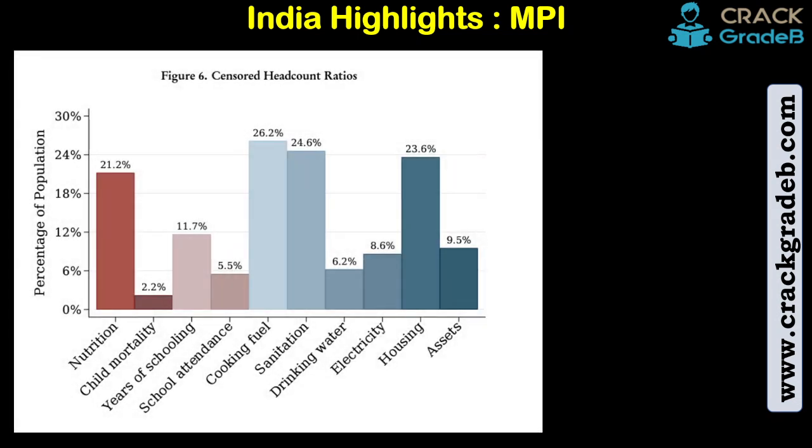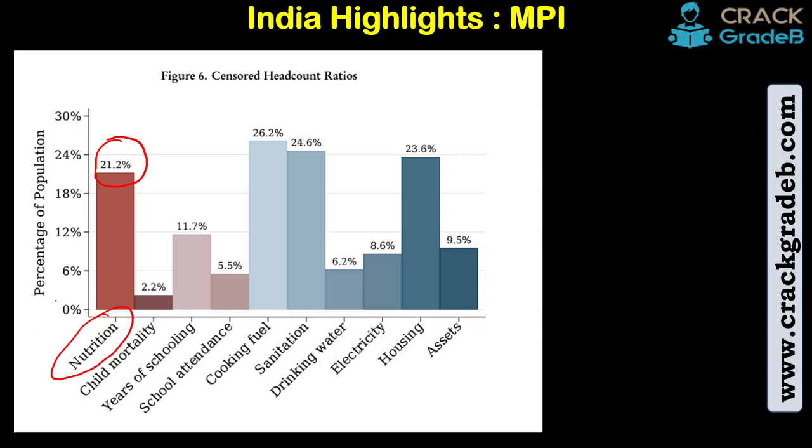Right, so let's move forward in the lecture and let us see the censored headcount report. So see, this is the deprivation level of the population. So nutrition, there are 21.2% of the population in India who are not getting proper nutrition. Okay. Now, when I say nutrition, what do I mean? Go to that second or third slide where we have explained the definition or the coverage of nutrition, child mortality, years of schooling, so that you understand it better.